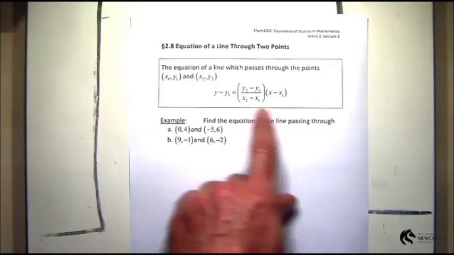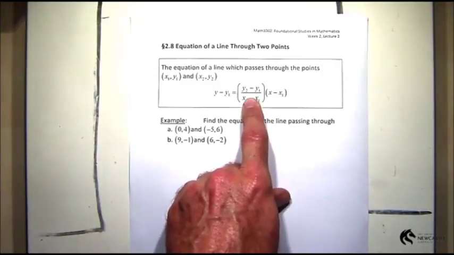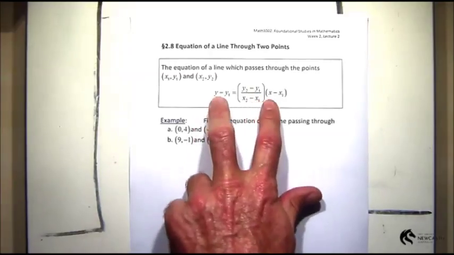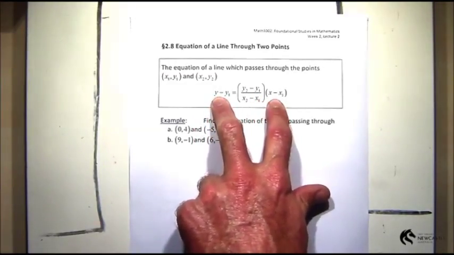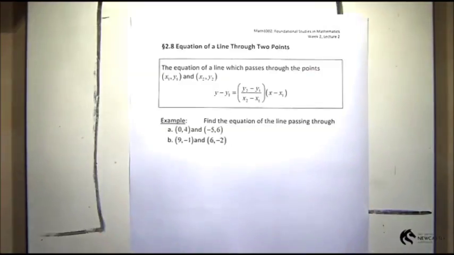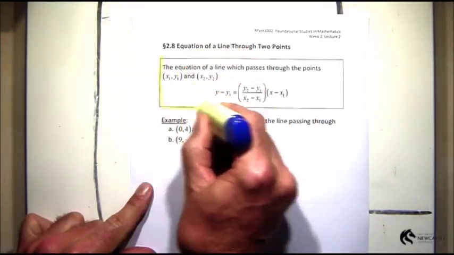Here's the equation of a line given 2 points. Work out the slope, work out the y-intercept if you like, and there it is. So I can just substitute straight into here. So this one, in fact, is the equation of the line given 2 points.